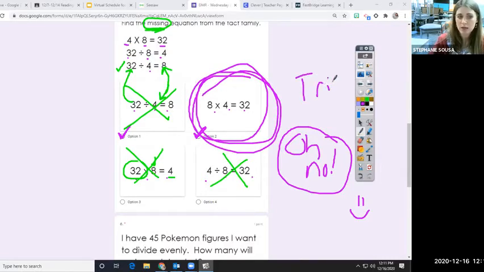This one was tricky for a lot of you, okay? Make sure you are reading directions carefully. It asked about a missing equation. A lot of you chose this first one. It's not missing. You didn't read, all right?